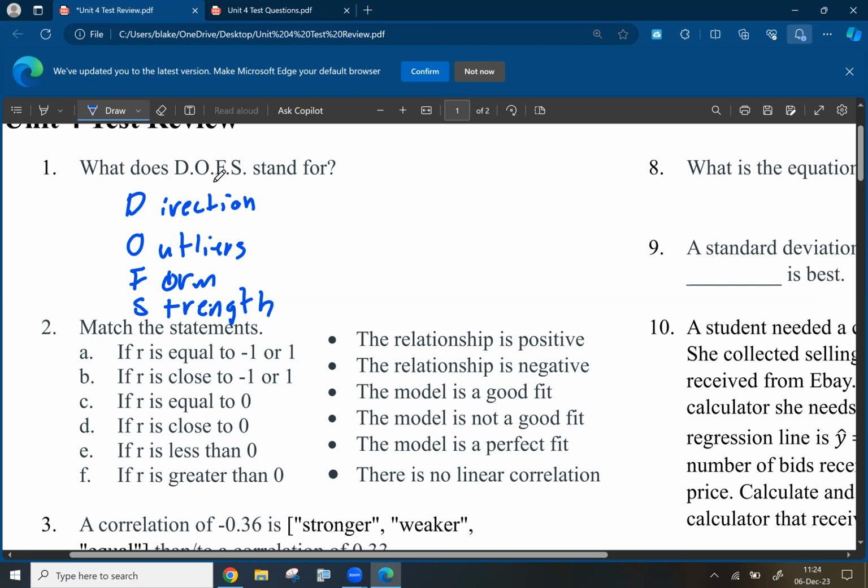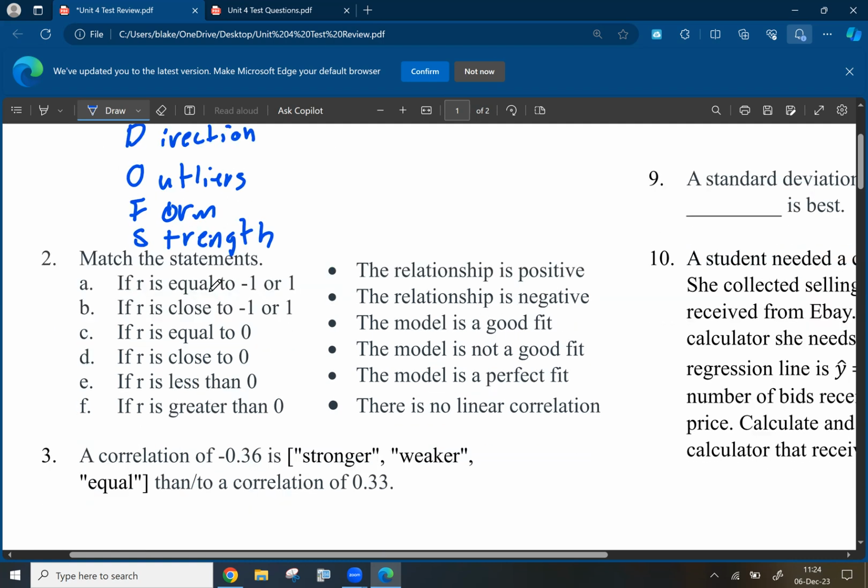And if you ever describe a scatter plot, this is how you describe a scatter plot. You talk about those four things. So this is a little acronym to remind you how to describe a scatter plot.